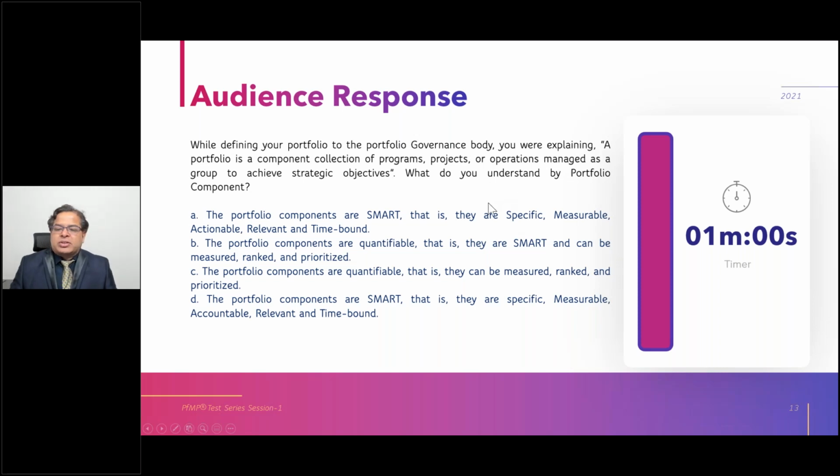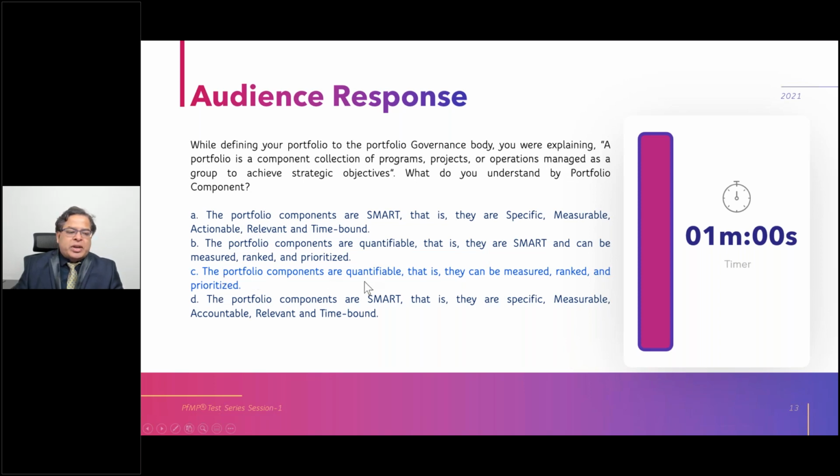Okay. So here I got responses, almost all the responses, A, B, C, D. This kind of question can be a trick question, and unless you studied the standard, you're going to get it wrong. Okay, so let's talk about them. The answer for this is C. You can feel proud of your answer. All right, let's see. A says the portfolio components are SMART, that is, they are specific, measurable, actionable, relevant, and time bound. The word SMART, this specific, measurable, is used with objectives and goals. We are not talking about components. That's why A, B, and D are out.